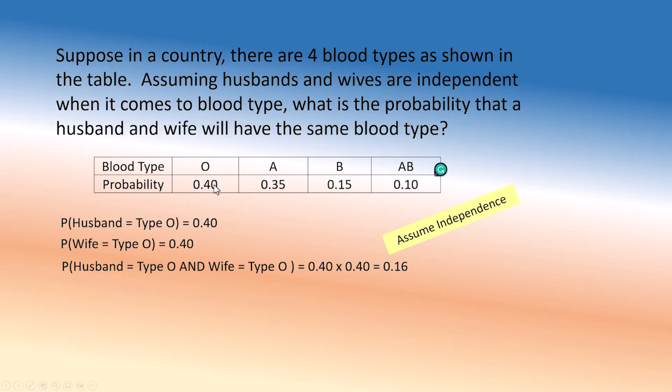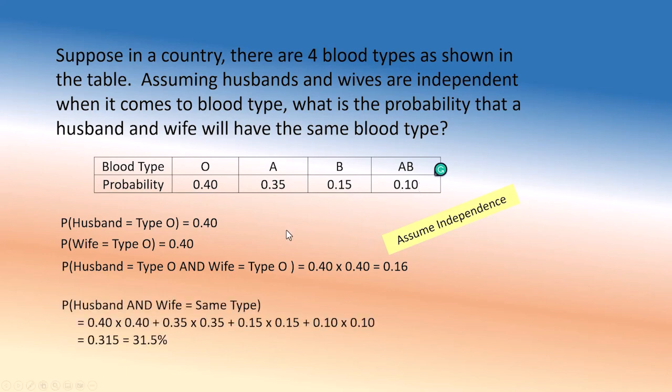O's will be 0.16. How about A's? This times that. B, this times that. And AB, this times that. So now we can simply add them up. So husband and wife of the same type will be, these are the O's, these are the A's, B's, and AB's. When we add them up, 31.5%. So there is about 31.5% probability that the husband and wife will have the same blood type, assuming these numbers. And these are not real numbers, by the way.